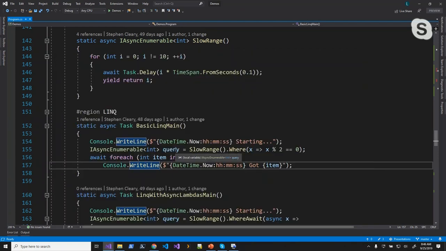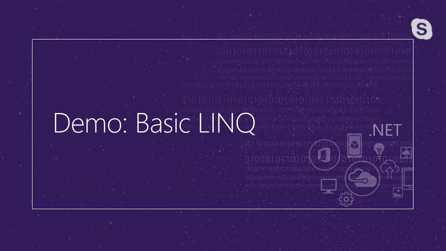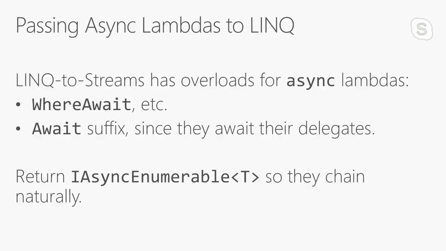All right, so that's your really basic LINQ. Now, if it was just basic LINQ, I probably wouldn't even talk about it because that's pretty basic. The really advanced thing that we can do with asynchronous LINQ is that we can pass in asynchronous lambdas. LINQ to Streams has overloads for asynchronous lambdas.